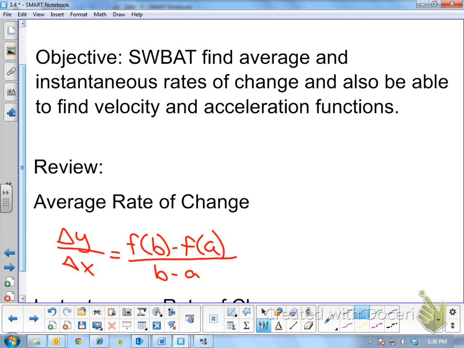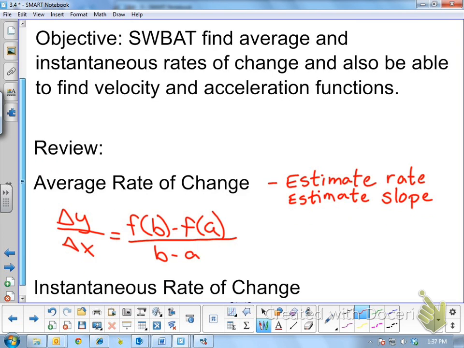And we know when they say estimate the rate of change or estimate slope, anytime we see the keyword estimate, they're talking about average rate of change. So estimate rate or slope, these are words to mean find that average rate of change. Sometimes they'll outright say average rate of change, but most of the time they'll use the more vague words like estimate.